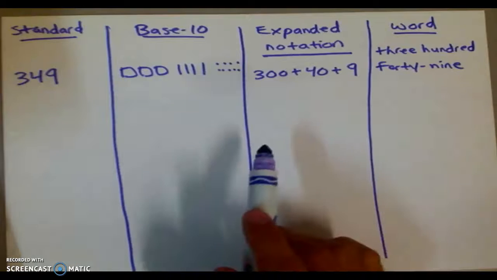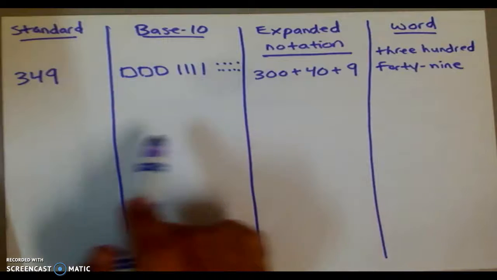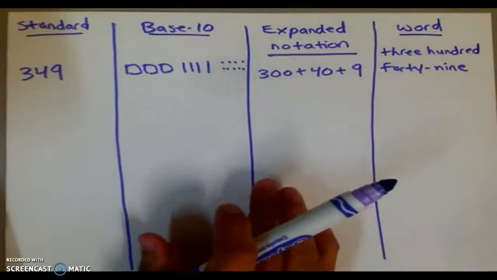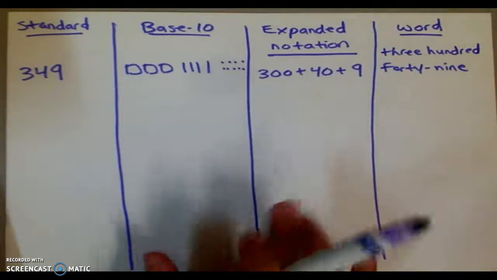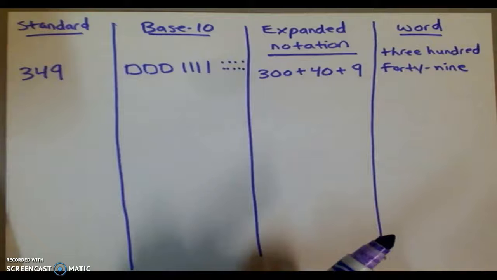Okay? So if I give you the number in standard, then you would fill in base 10, expanded notation, and word. If I give it to you in word form, I want you to fill in expanded notation, base 10, and standard. All right? So you can show that to your teacher later. All right? Again, feel free to use this video as much as you want. You can pause it. You can keep it right here so that when you're doing your work, you can refer back to it.